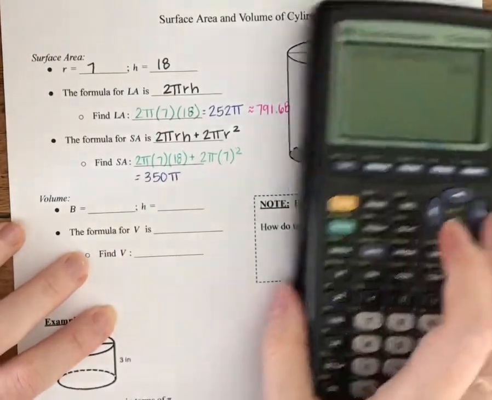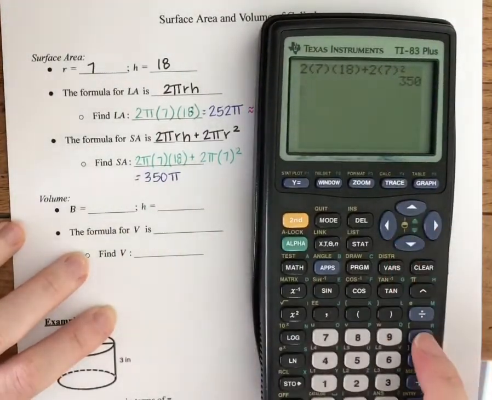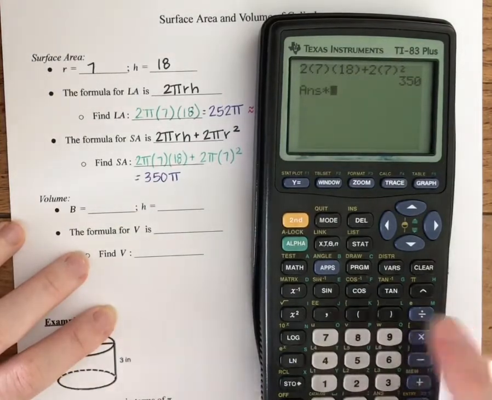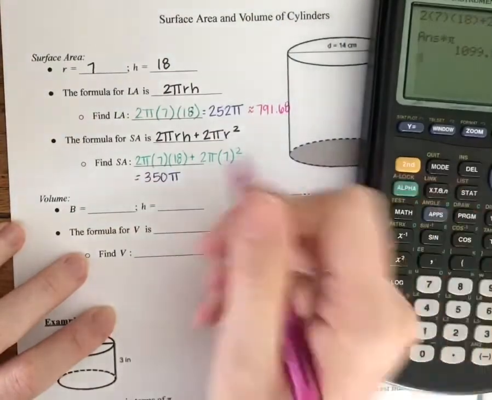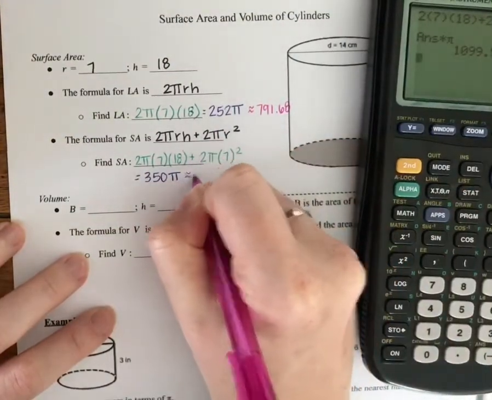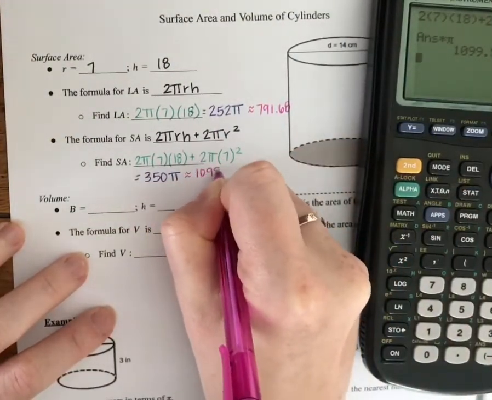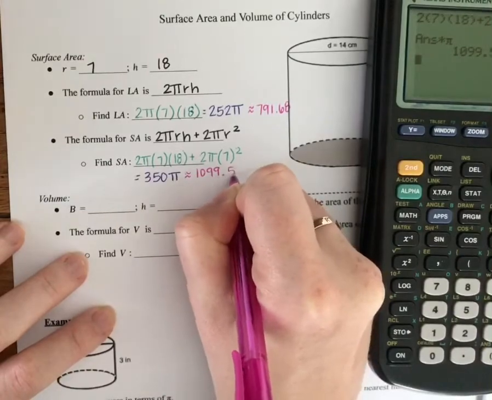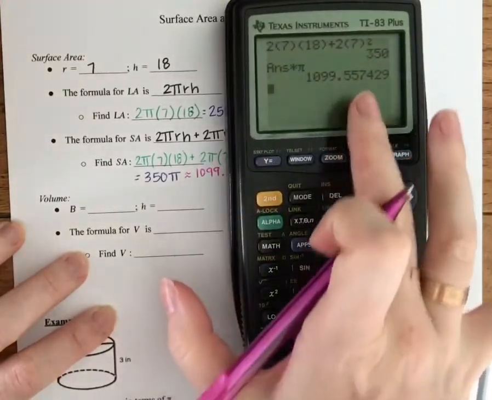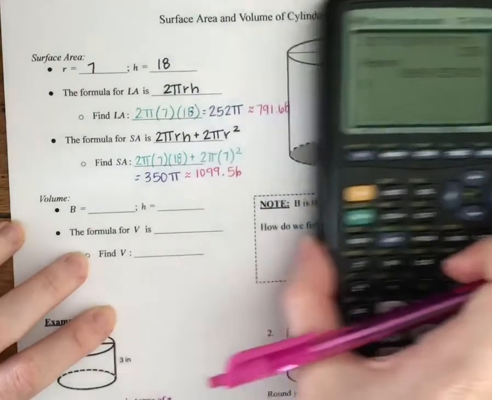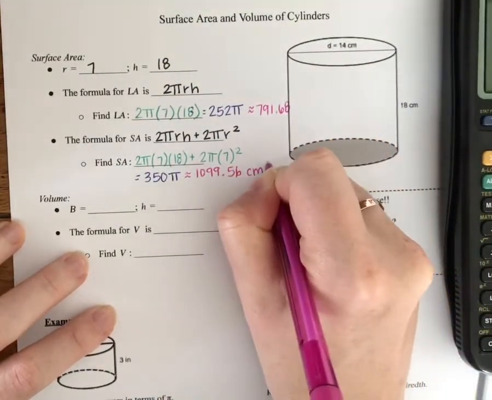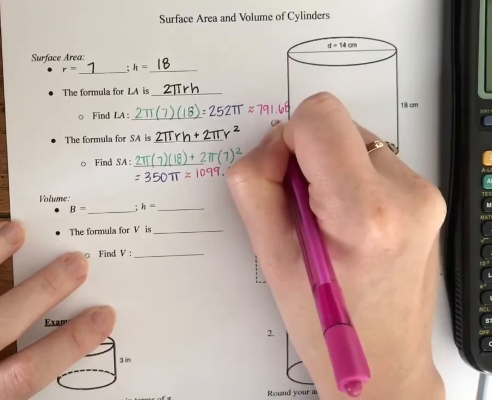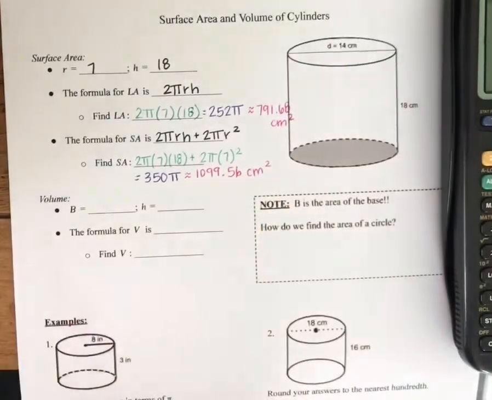And if I needed to give that rounded to the nearest hundredth, I can just take my answer and multiply by pi, and I'm going to get that it is approximately equal to 1099.56. And I did forget my units, so this would be centimeters squared for both of these, since it is surface area.